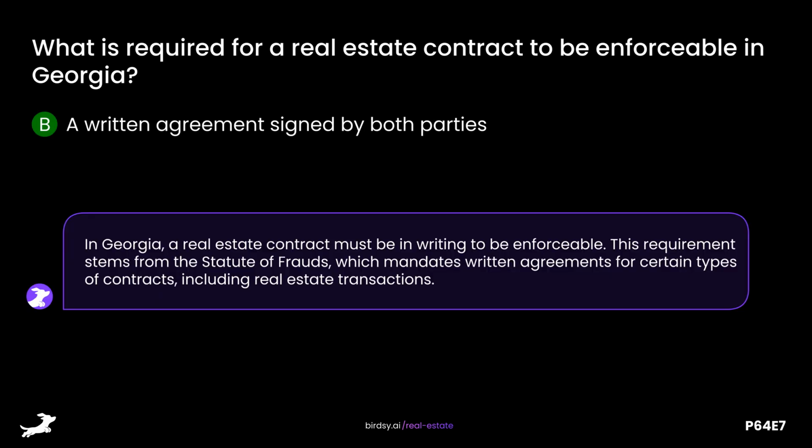In Georgia, a real estate contract must be in writing to be enforceable. This requirement stems from the Statute of Frauds, which mandates written agreements for certain types of contracts, including real estate transactions.